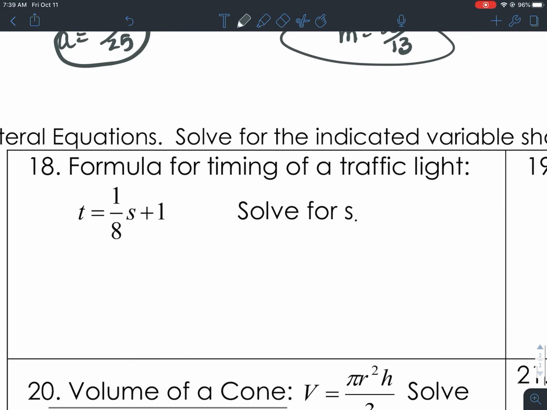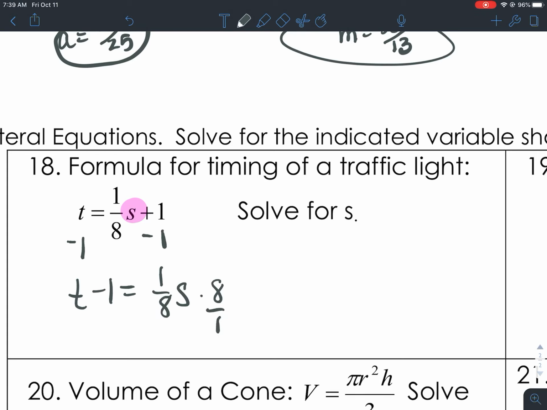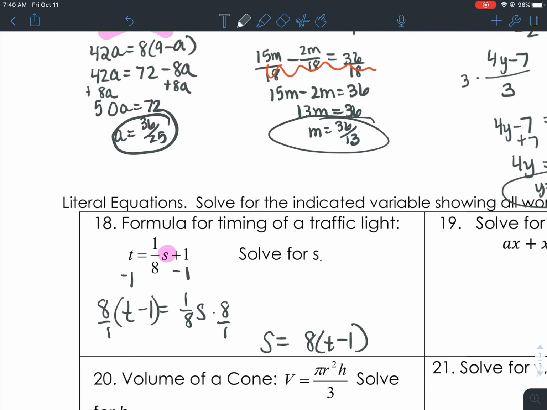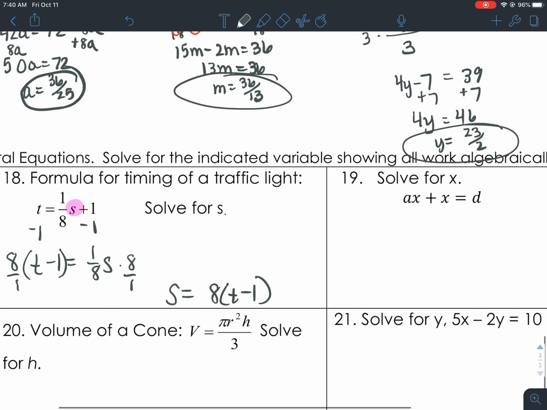All right, number 18, we're solving for s, so I'm going to subtract 1. Remember when you're doing these literal equations, that's t minus 1 equals 1/8 s, and then I'm going to multiply by the reciprocal, but be careful because you want to multiply the whole thing by the reciprocal. So s equals 8 times t minus 1. You can distribute your answer, you could do 8t minus 8, but I'm just going to leave it just like that.